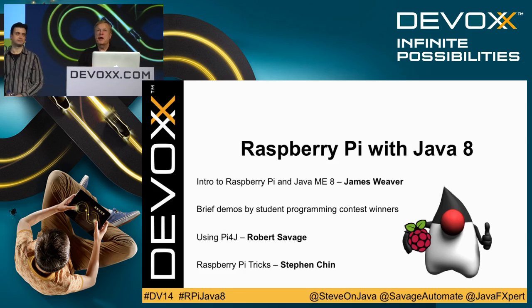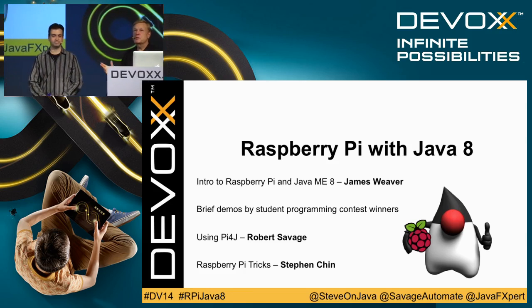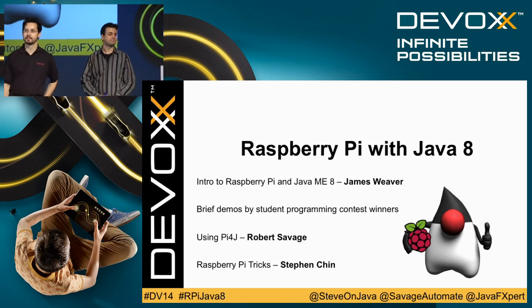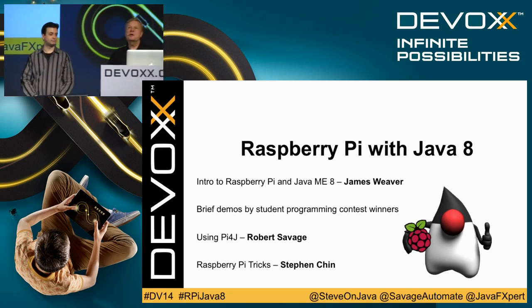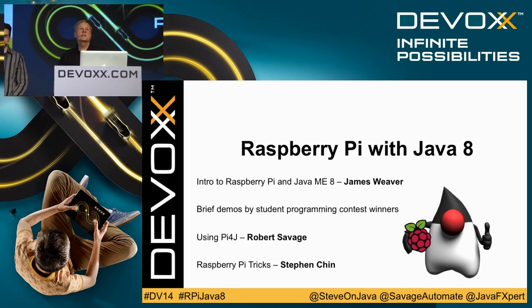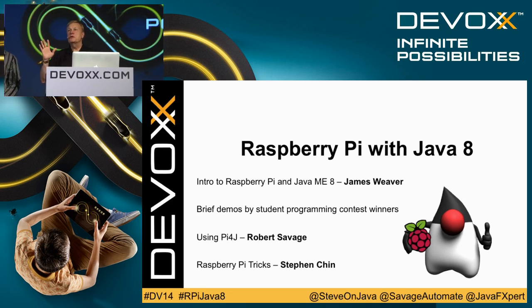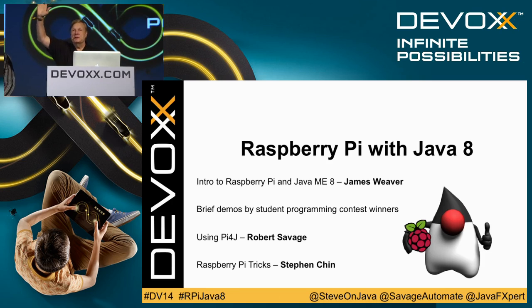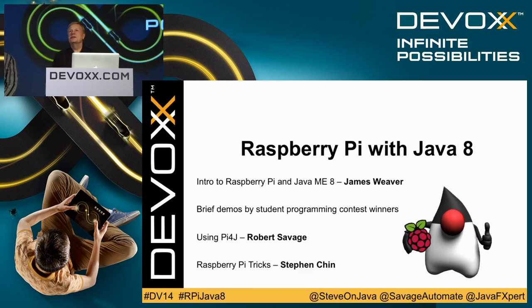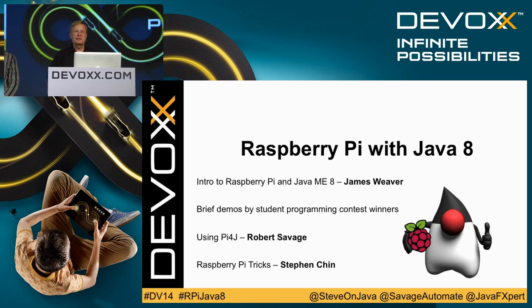I brought with me a couple colleagues, Stephen Chin and Robert Savage, and myself, and we're going to be talking to you about Raspberry Pi development with Java 8. Now, who here has just heard of the Raspberry Pi, that small computer board? Okay, most of you have heard of it. Who has actually purchased one? Okay, all right. Now, who has actually done any development on one? Gotcha. Maybe half of those that have purchased one.